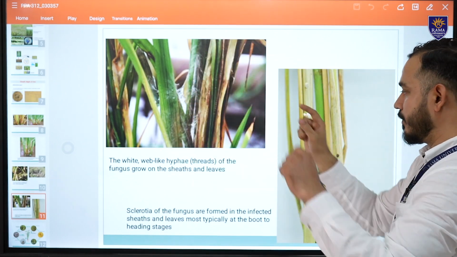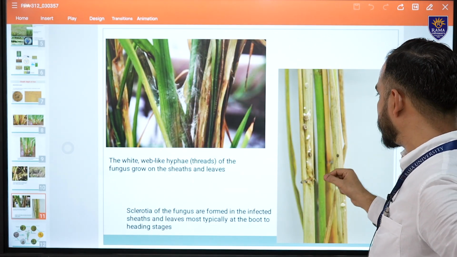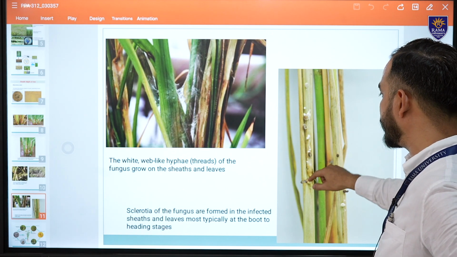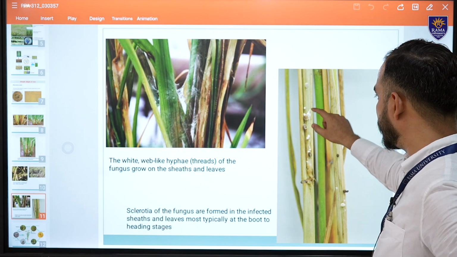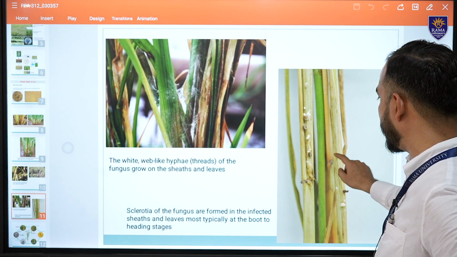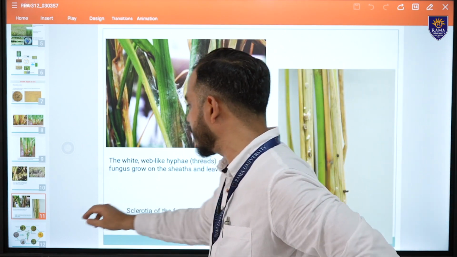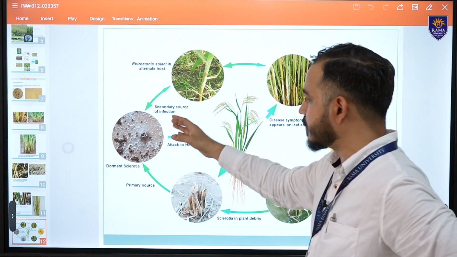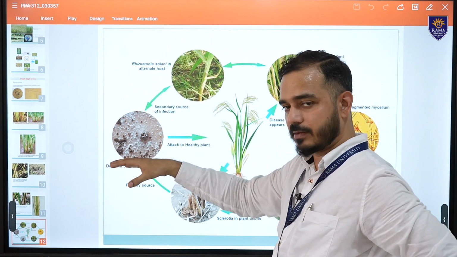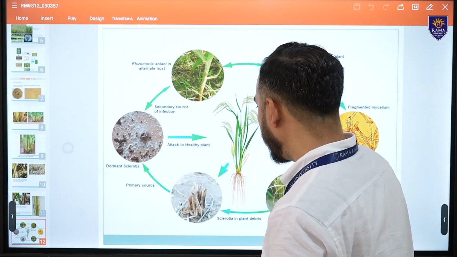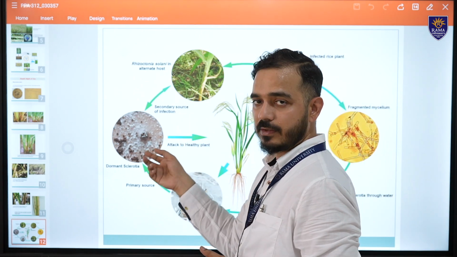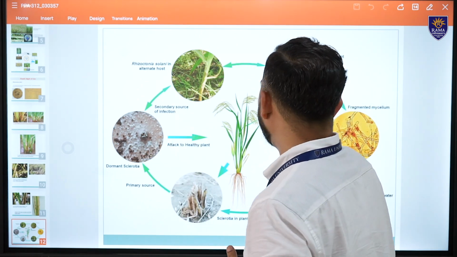First, and one important thing, you can see here the sclerotia formed on the sheath of the plant structure, leaf and leaf sheath. Here the black color sclerotia is formed, and after some time sclerotia will form on the water or soil level, and this will survive. This is how the pathogen survives up to the next season.